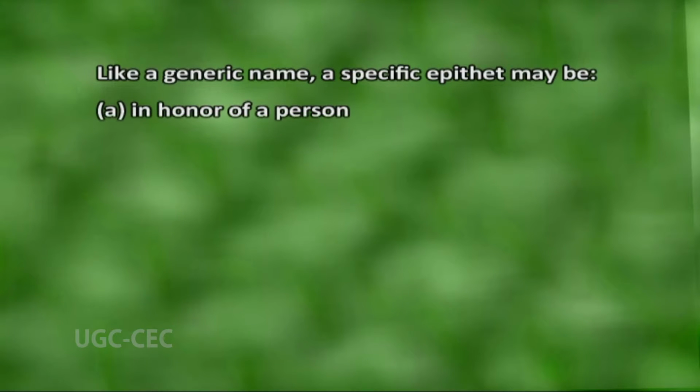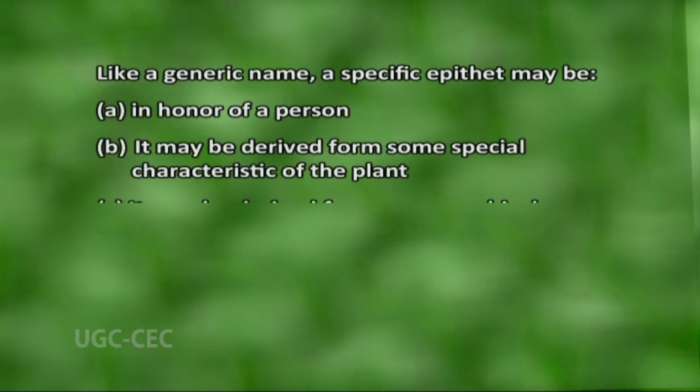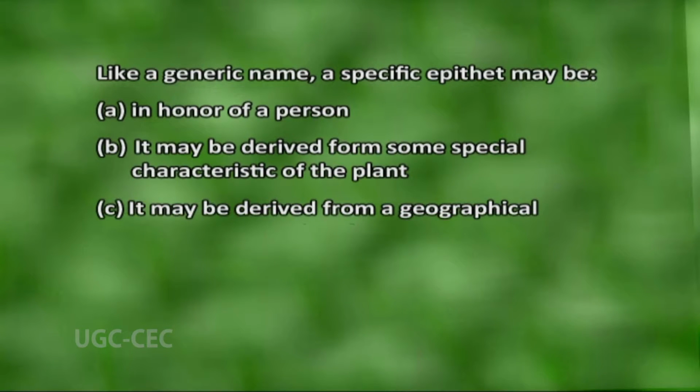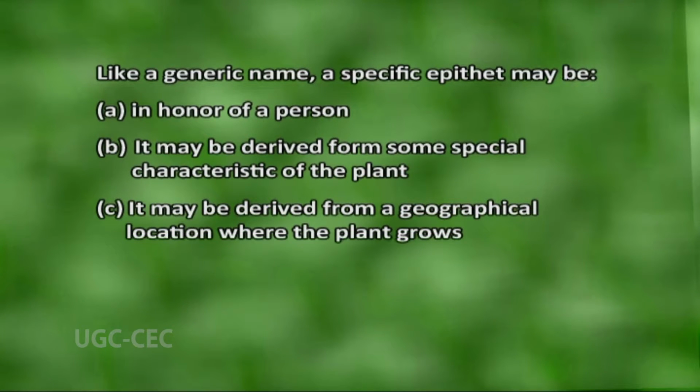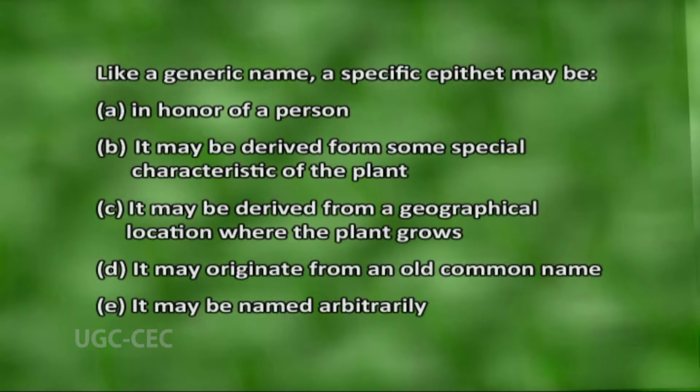Like a generic name, a specific epithet may also have several origins. Number one, it may be in honor of a person. Number two, it may be derived from some special characteristic of the plant. Number three, it may be derived from a geographical location where the plant grows. Number four, it may originate from an old common name. Number five, it may be named arbitrarily.